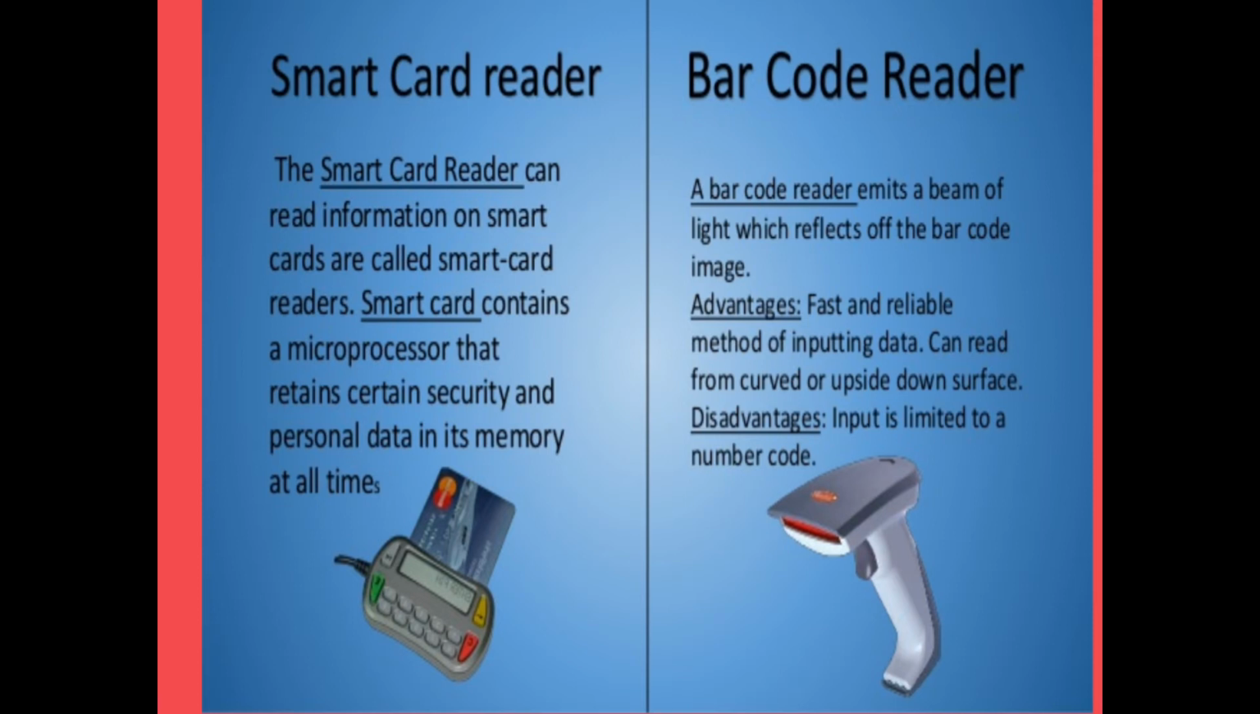Then we know there is a barcode reader, which is also an input device. A barcode reader emits a beam of light which reflects off the barcode images. So a barcode reader reads the barcode images. It is a very fast and reliable method of inputting data. It can read from a curved or upside down surface. But the disadvantage of a barcode reader is input is limited to a number code.